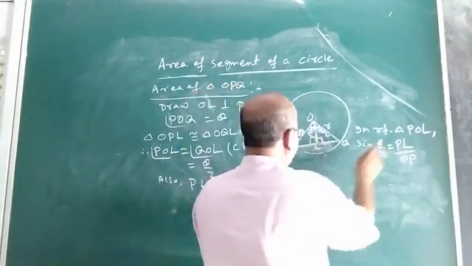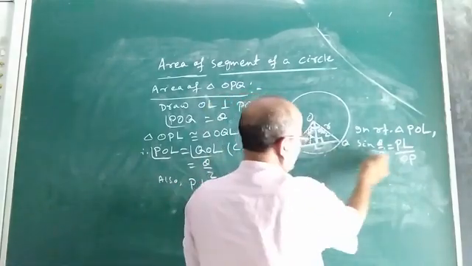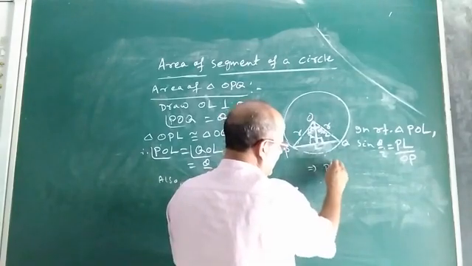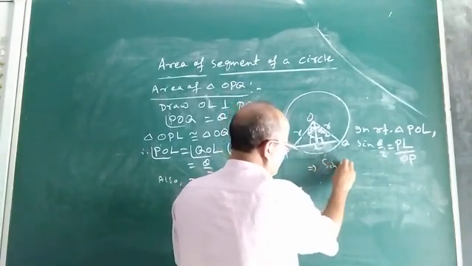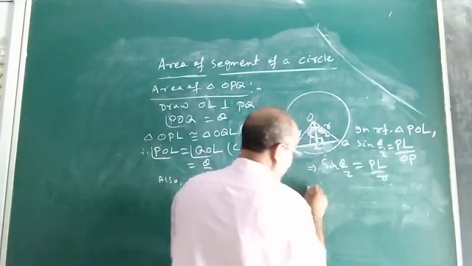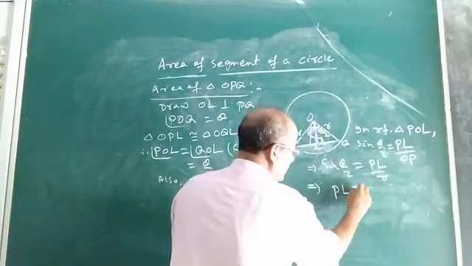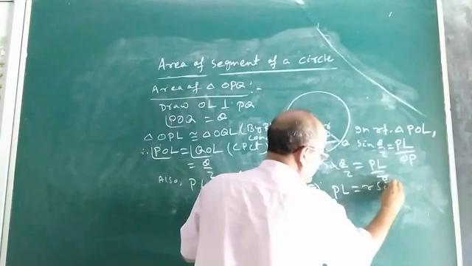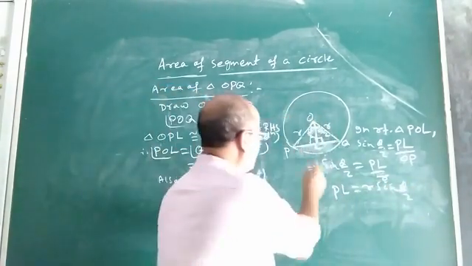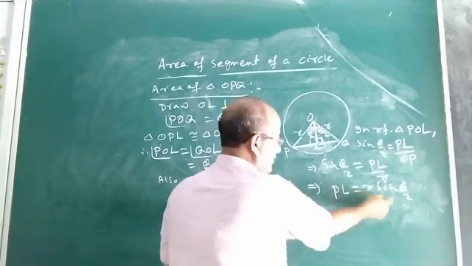Now, what is the value of OP? It is R. So this implies sine theta by 2 equals PL by R. Now you find the value of PL. So PL will be R sine theta by 2. So the value of PL is R sine theta by 2.